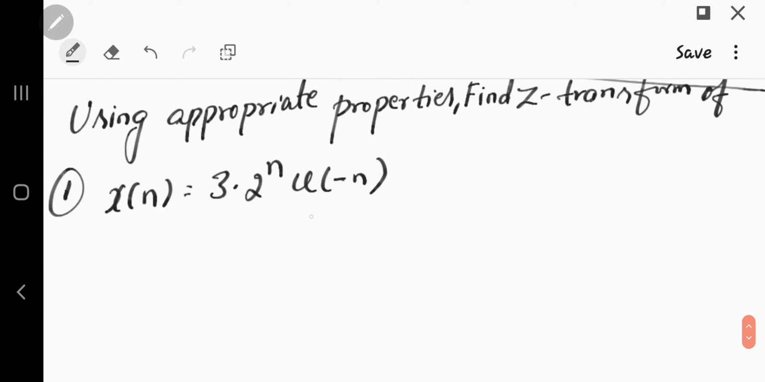So if you look at this, we have u of minus n. So that means n is time reversed. So there is a chance that we can apply the time reversal property. So what does time reversal say?